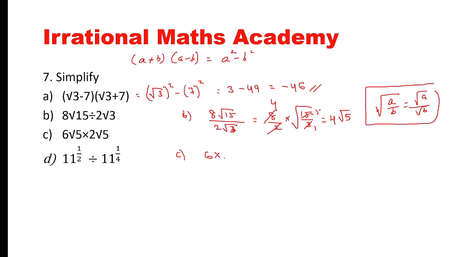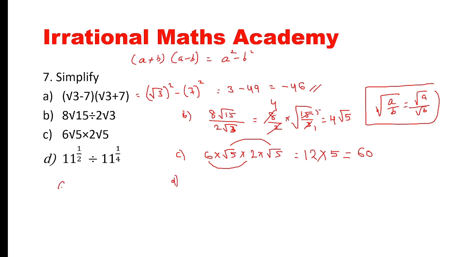Next one, see. 6 into root 5 into 2 into root 5. First, I'll multiply this one. 6 into 2, 12 into root 5 into root 5. Root 5 square, square and root get cancelled, you'll get 5. So 12 into 5 now. It is 60.